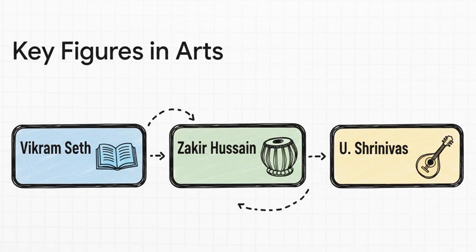It wasn't just a simple, who is Vikram Seth question. No, it was about his book An Equal Music. Same deal with Zakir Hussain and the tabla, and U Srinivas with the mandolin. You have to know the artist and their specific art.